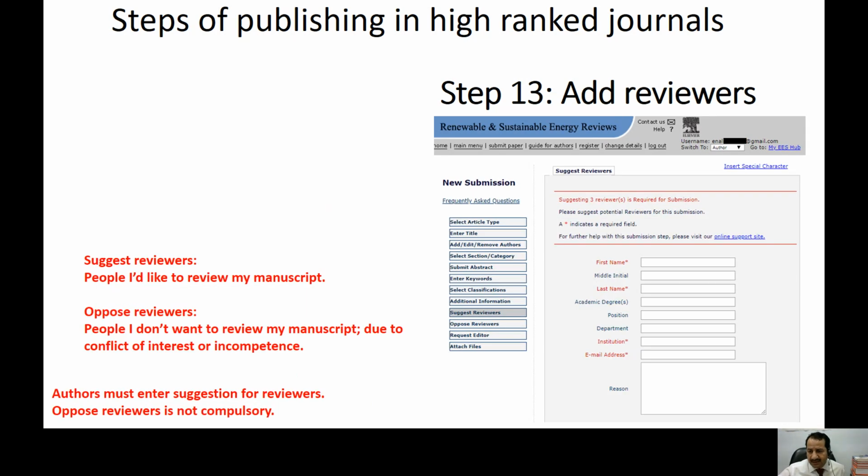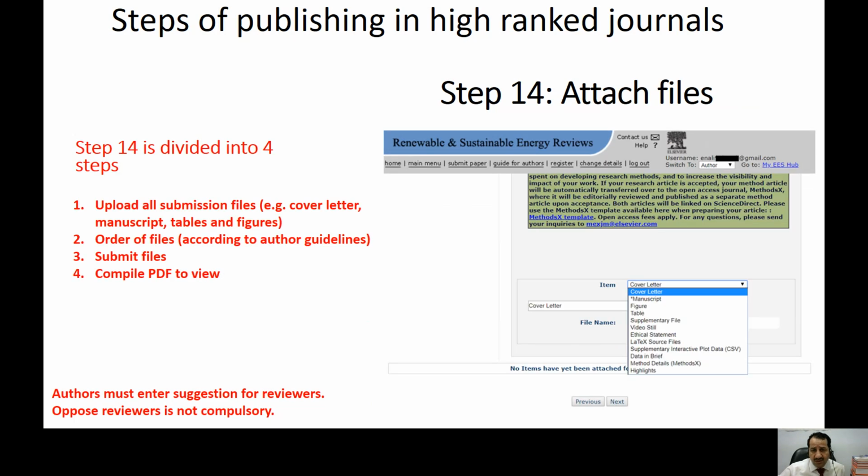Then next will be the suggested reviewers. A journal asks for suggested reviewers. It doesn't mean that they will select from these reviewers. They may and they may not, but this is to be added to their databases. If there is an opposed reviewer, you can also mention them. Then you go for uploading your files.